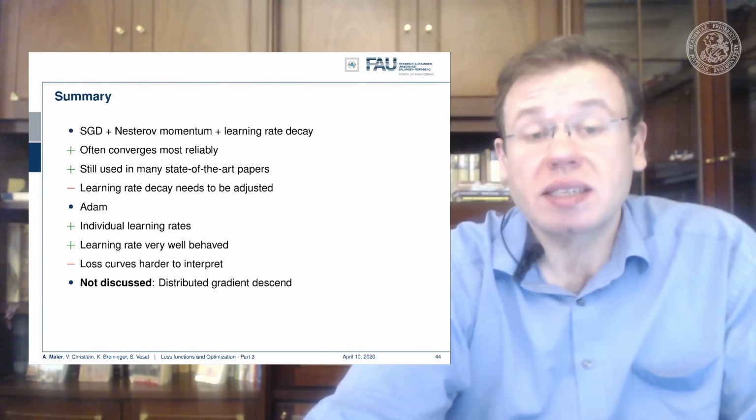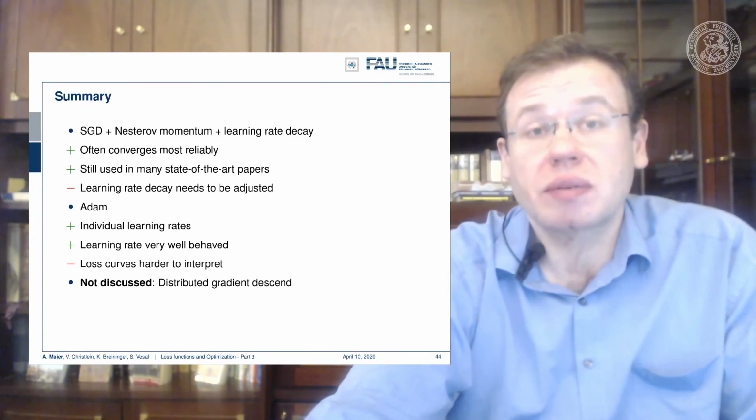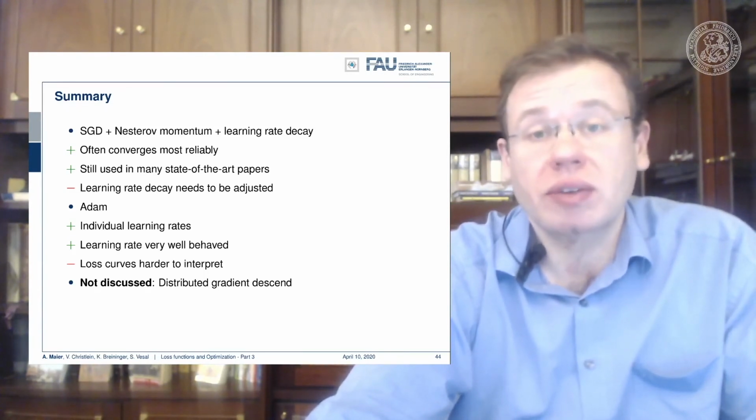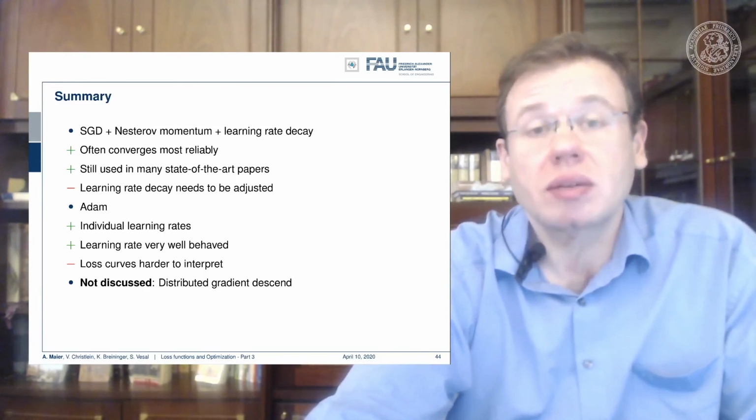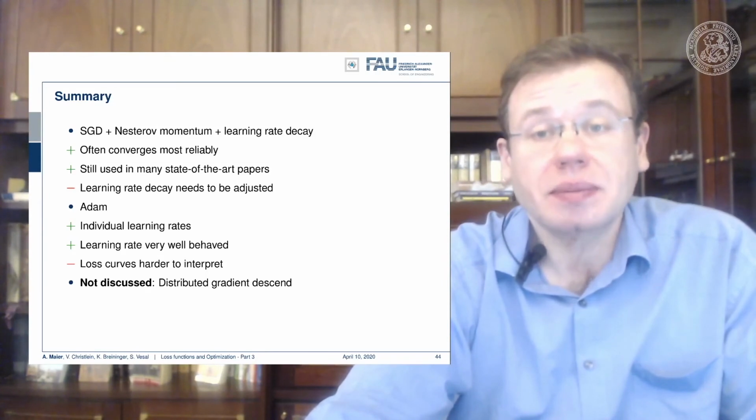What we didn't discuss here, we only hinted at that, is distributed gradient descent. Of course you can also do this in a parallelized manner and then compute different update steps in different nodes of a distributed network or on different graphic boards and then average over them. And this has also been shown to be very robust and very fast.